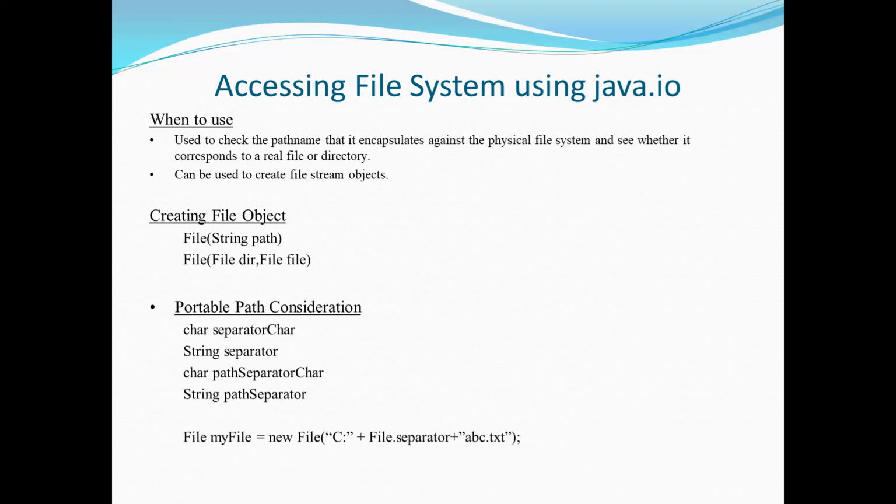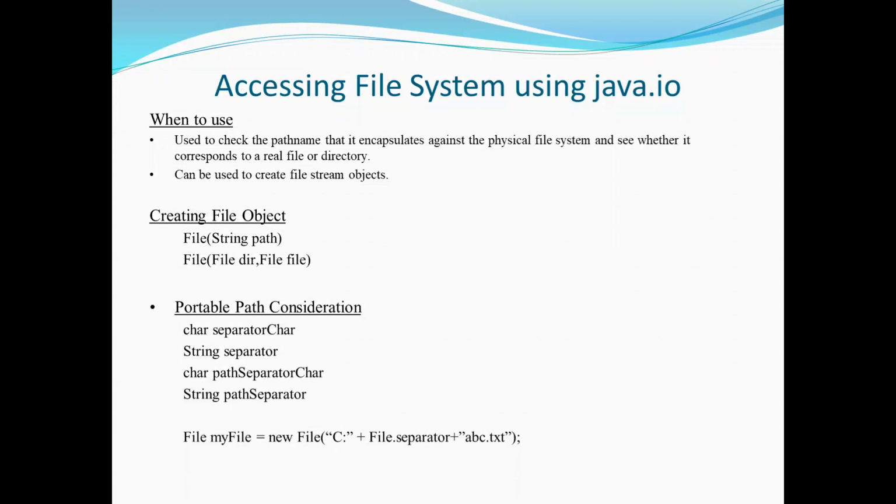So what is the file system using java.io? The first thing you need to remember when you are going to access the file system is that you are going to access only the file system. You are not going to perform reading and writing operations. We are not going to read data from a file, and we are not going to write data onto the file. Through this, the whole thing that I will discuss in this session, we are going to access the file system.